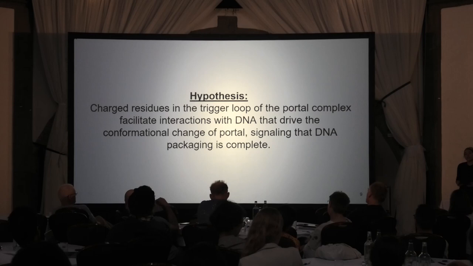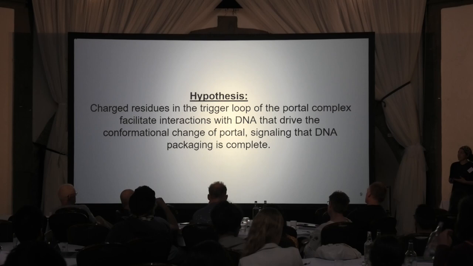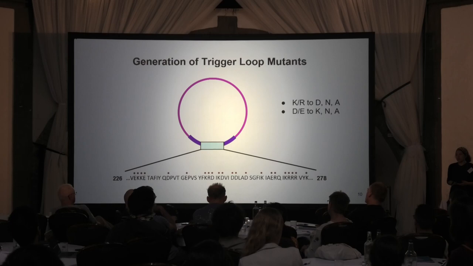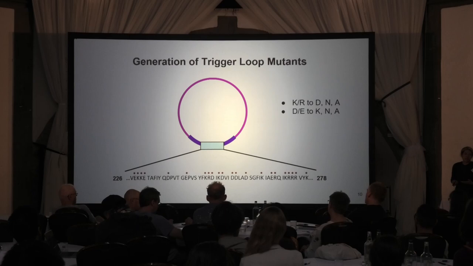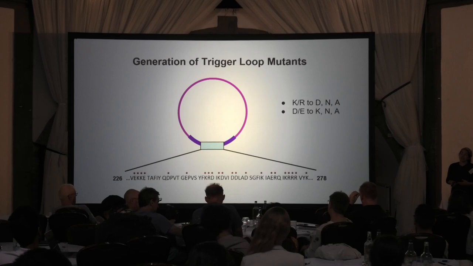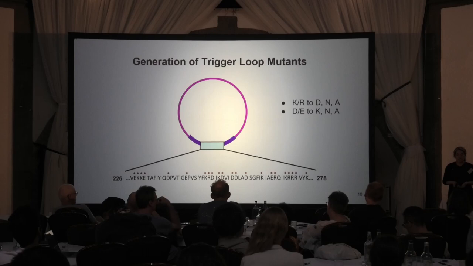So to first investigate this experimentally, I designed 66 single-site substitution constructs in which all of the residues highlighted here by the red asterisks were mutated. So positive charges were mutated to aspartic acid, asparagine, and alanine, and then negatives to lysine, asparagine, and alanine. All of these plasmids were transformed into Salmonella for downstream experimentation.